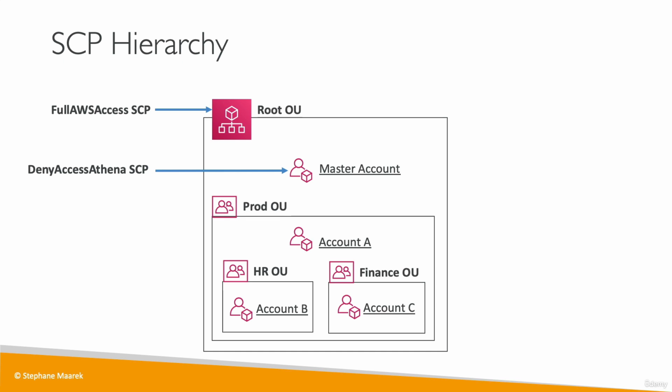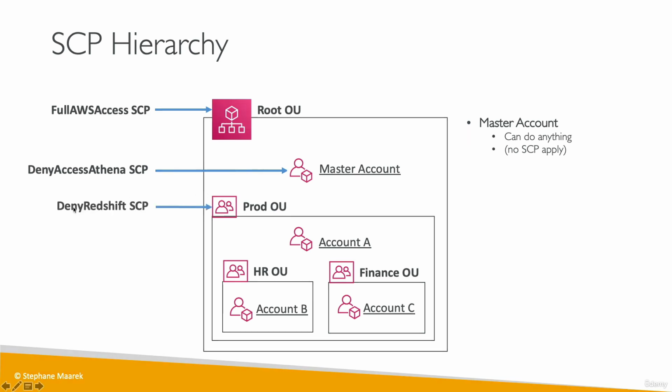But let's apply a deny access Athena SCP onto the master account. Now, what can the master account do or not do? Well, the master account can do anything because it inherited the full AWS Access SCP from the root OU. And even though we have attached a deny access Athena SCP to the master account, because it is the master account of your root OU, no SCP applies, and therefore this SCP we've applied to the master account is completely not taken into account. So to summarize, we've inherited stuff from the root OU, and the SCP applied to the master account to deny anything does not apply.